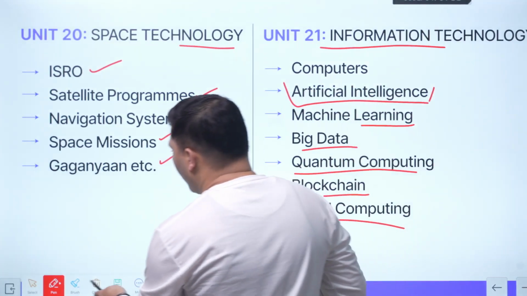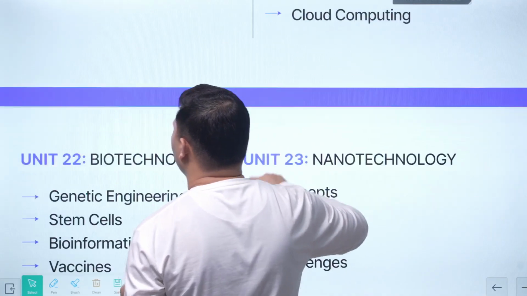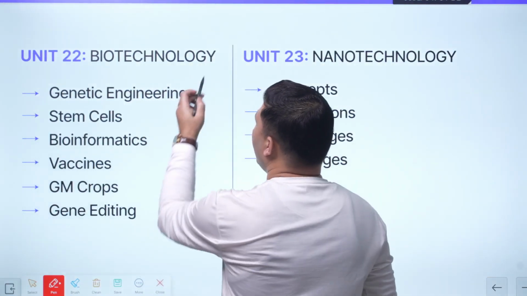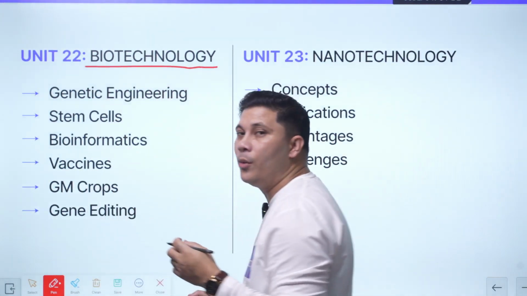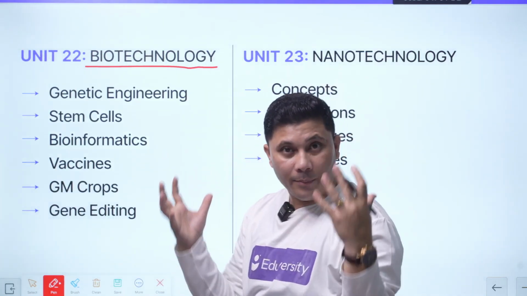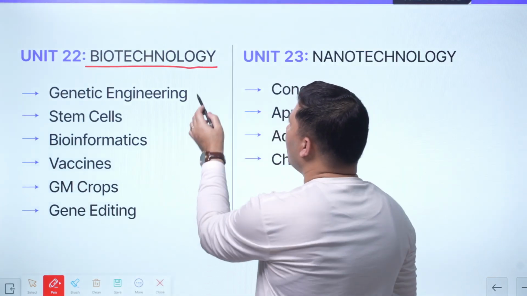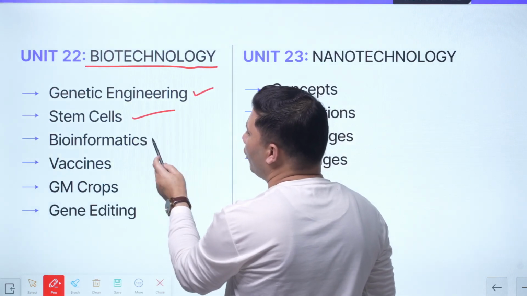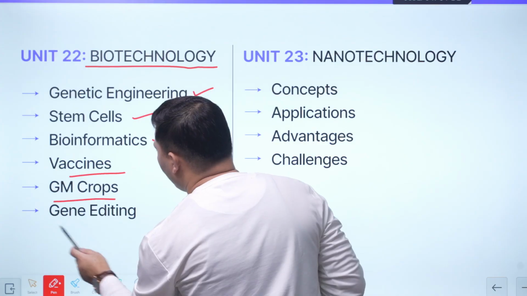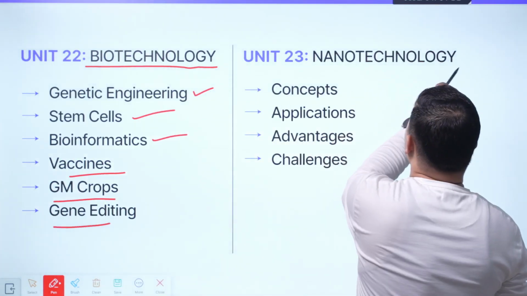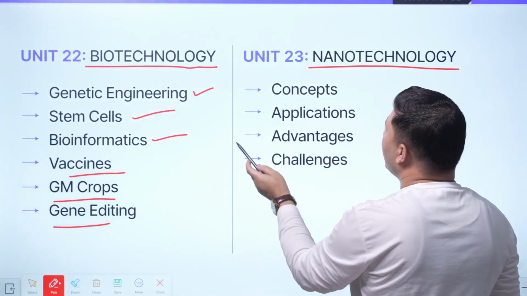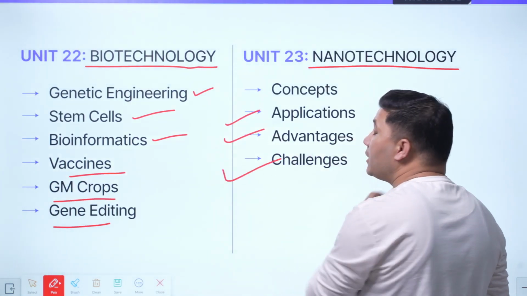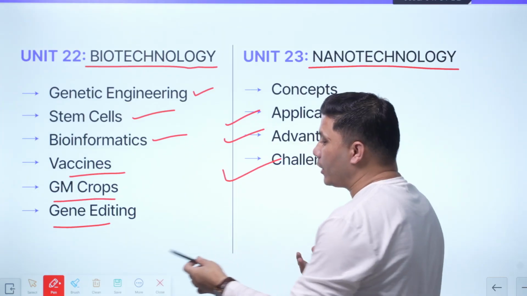Now going forward, you also have to study biotechnology, as India is moving toward biotechnology, a very big market. Where you have to learn about genetic engineering, stem cells, bioinformatics, vaccines, GM crops, and gene editing. Then you have to study nanotechnology: the applications of nanotechnology, the advantages of nanotechnology, and the challenges of nanotechnology.